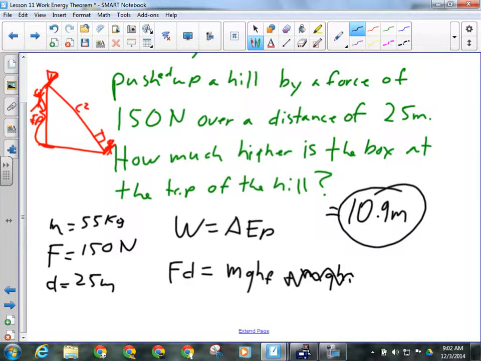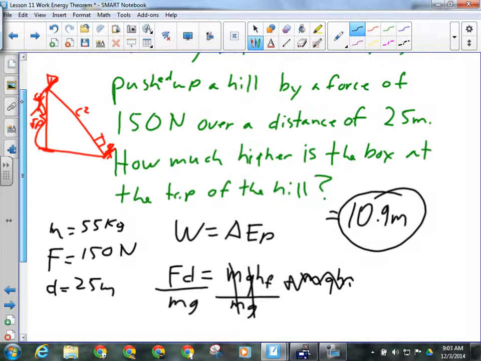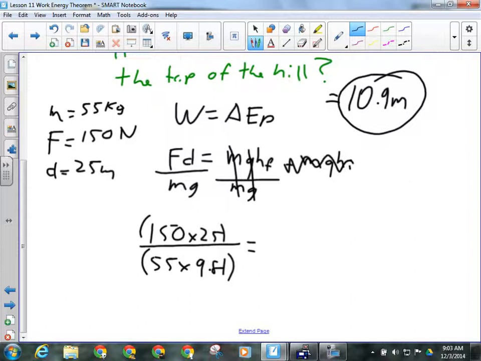All right, so I'm looking for the final height, the height of the ramp. Well, how do I get hf by itself? Divide both sides by mg. So FD over mg will give me hf. So we have our 150 newtons times 25 meters, divided by the 55 kilograms of mass multiplied by 9.81. And remember, you need to do top and bottom, right? If you just punch it in, it'll do it from left to right, which isn't the same thing.